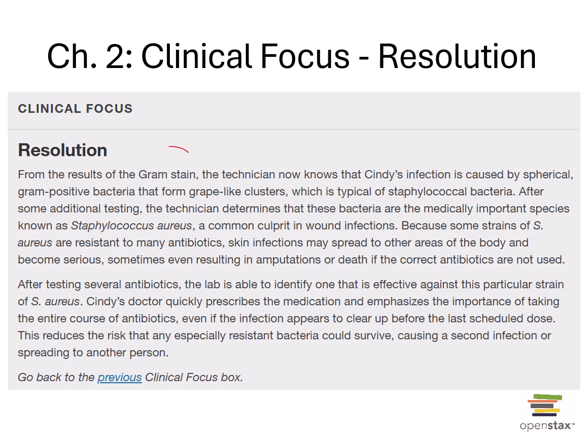That takes us to the resolution of that clinical focus problem from earlier. They did the gram stain. Remember, we had spherical purple cells. And after further testing, the lab tech determines that the actual bacterium causing the infection is Staphylococcus aureus. This is a biosafety level 2 organism that we're going to be working with in lab after the second week of class. She gets some antibiotics, and she is told to take the entire course of antibiotics, to prevent reinfection and resistant bacteria.